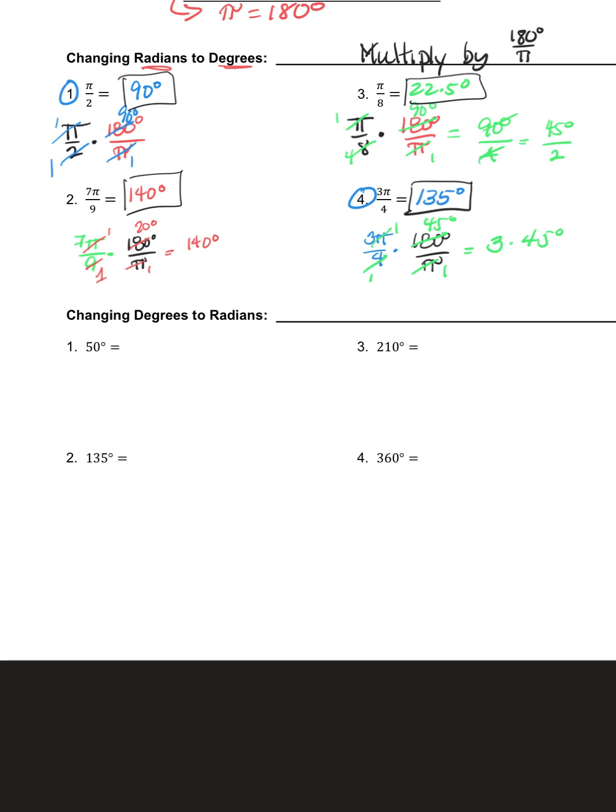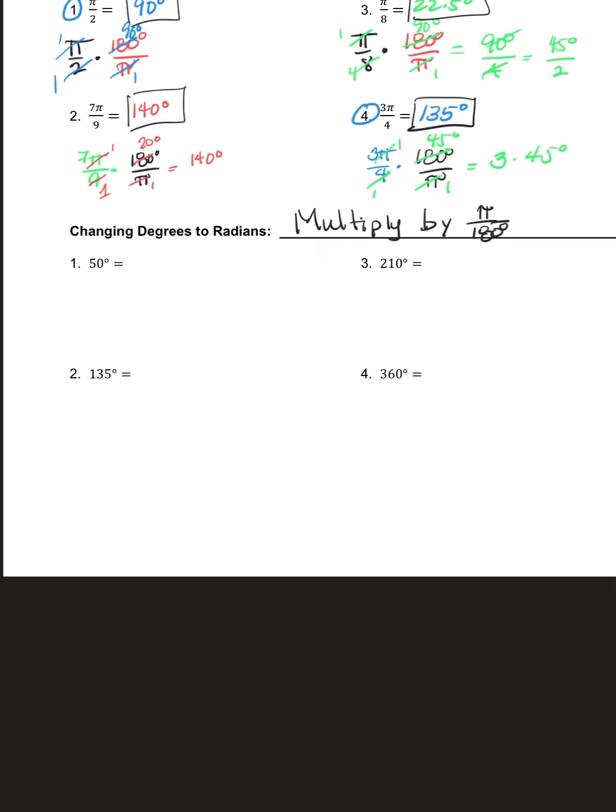Okay, so let's go and convert the other way. We're going to change degrees to radians, and so what we'll do here is we will multiply by that reciprocal of 180 degrees over pi. So we're going to do pi divided by 180 degrees. Okay, so let's do the first conversion. Move this up a little bit.